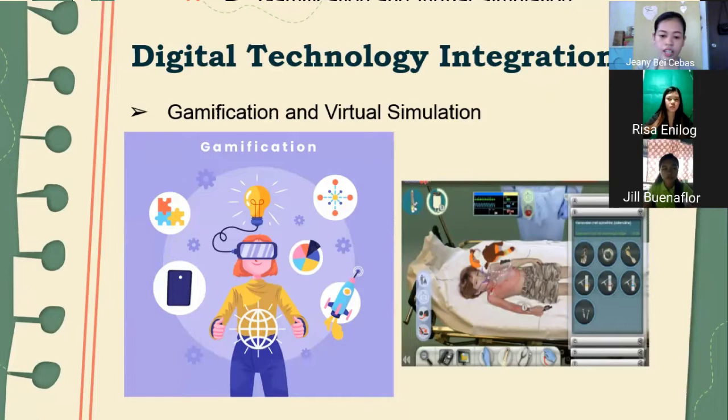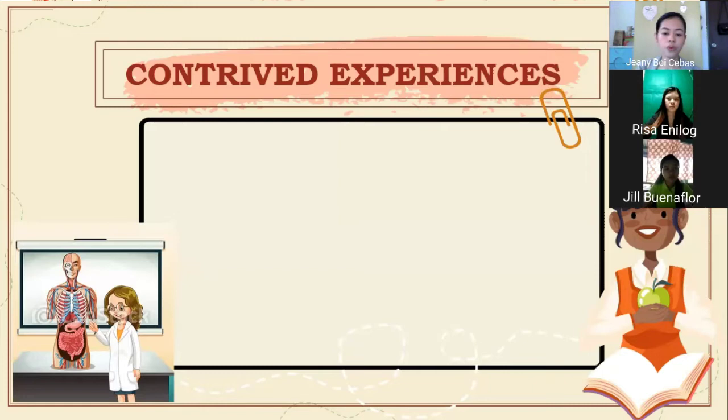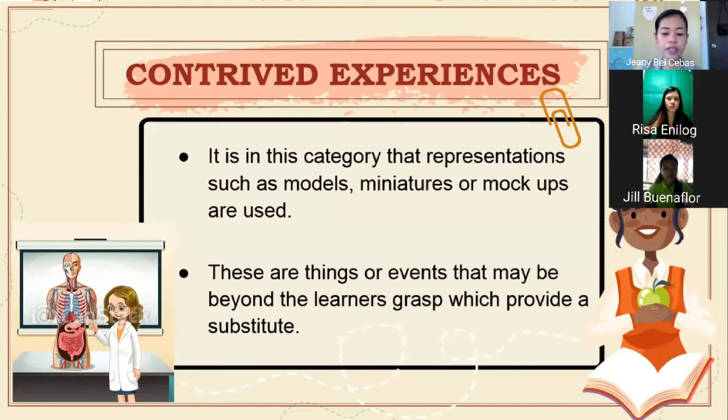So do you have any question? Okay, so let me proceed. Next we have the contrived experiences. So what is this contrived experiences? So in this level, representative models and mock-ups of reality are being used, in order to provide an experience that is as close to reality. So this level is very practical. Why? Because it makes the learning experience more accessible to the learner. So in this stage, it provides more concrete experiences, even if not as concrete as the first one that we tackled, the direct experiences, that allows visualization that fosters better understanding of the concept.